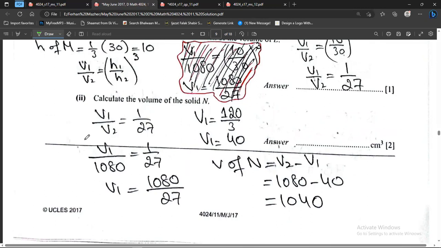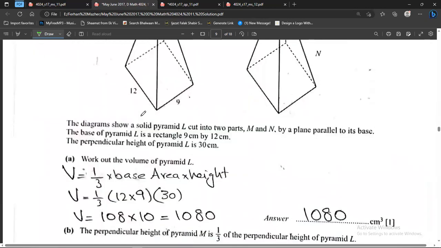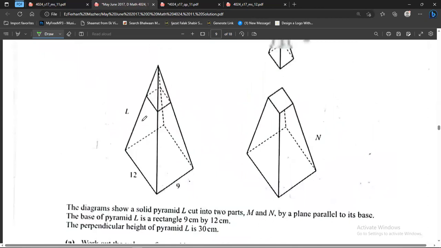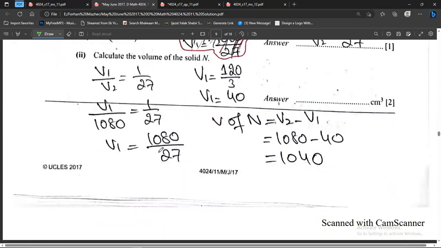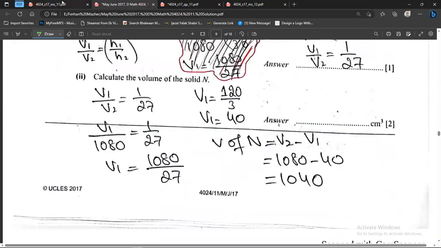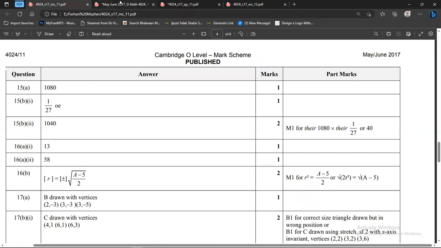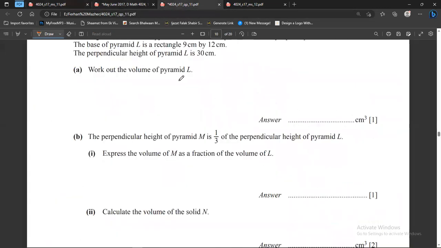Now the L pyramid, its volume was 1080. And the volume of that M pyramid is 40. So from 1080 subtract that, and you will get the volume of the N, which is the remaining thing. Okay. This is M, this is N, this is L. 1040 is the right answer, sir. This is the solution.